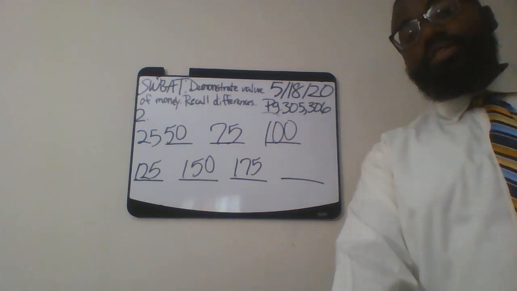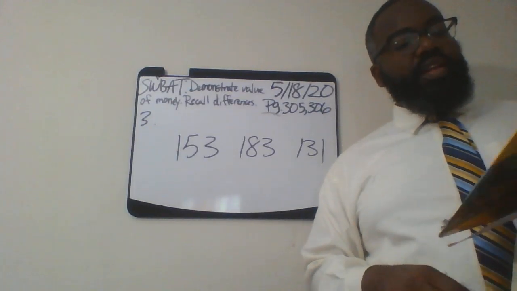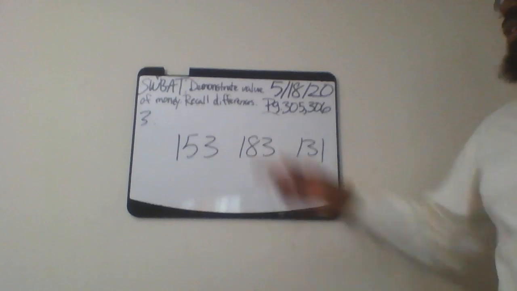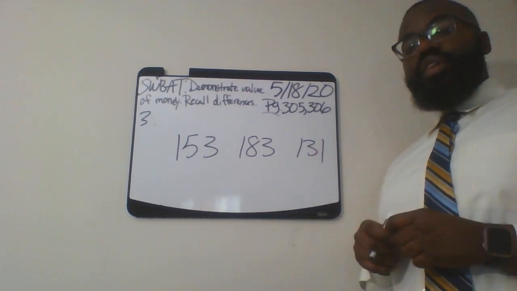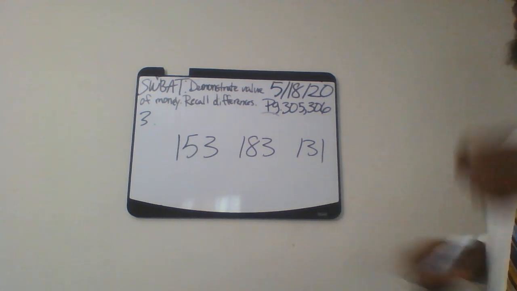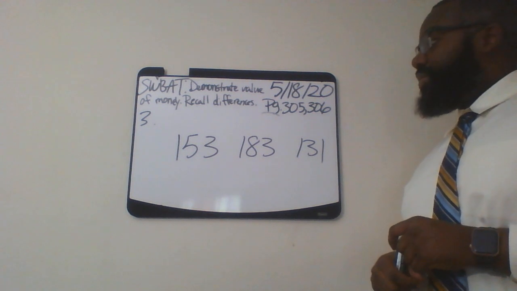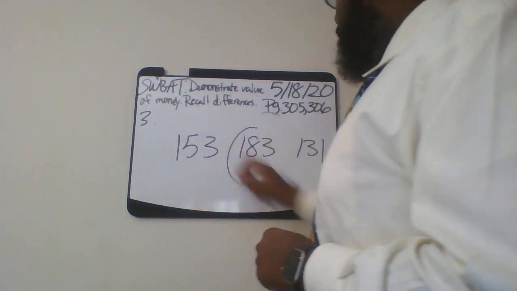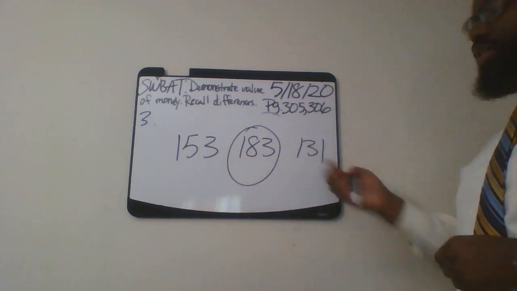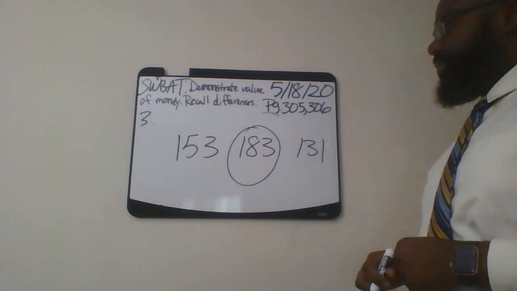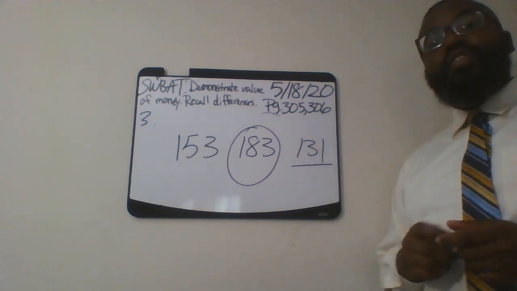Okay, counting by 25s. And then for the last one, number 3, we're going to circle the number that is greater and underline the number that is least. Here we're dealing with 153, 183, and 131. Let's begin by finding the greatest. What do you think is the greatest out of these 3 possible numbers? 183, good job. Now out of 153 and 131, what is the least? 131, good job. So that's how you solve number 3.